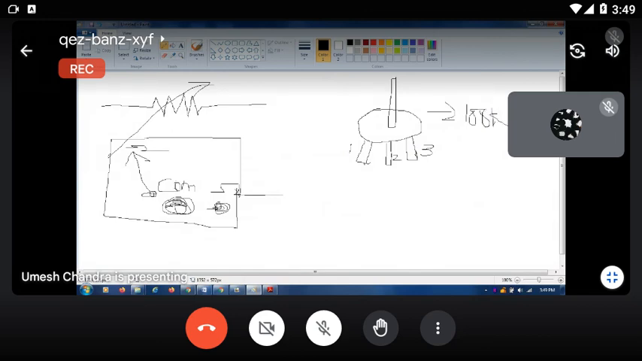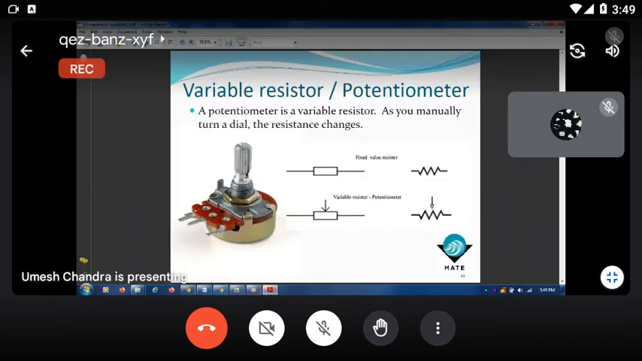Suppose, for example, 100 kilo ohm, and this rod is known as the pot. It looks like a rod type. This is one type of variable knob. This variable knob is known as the pot.